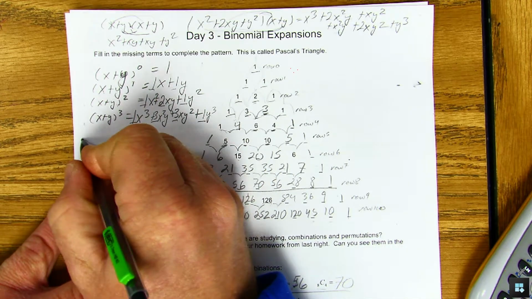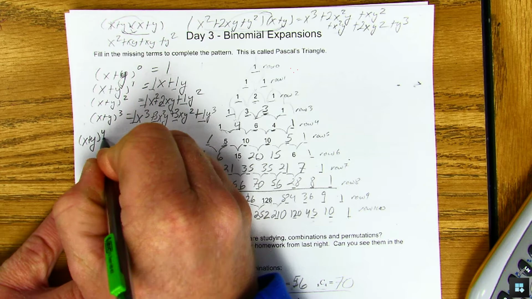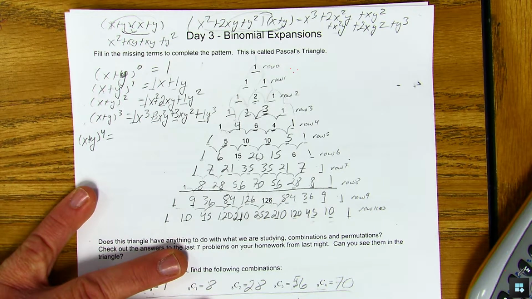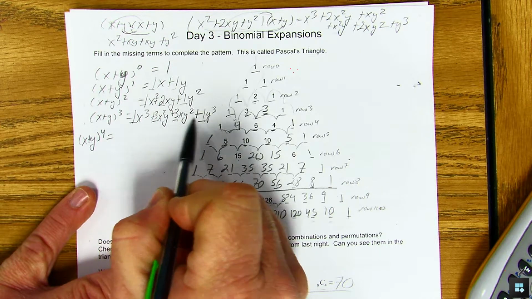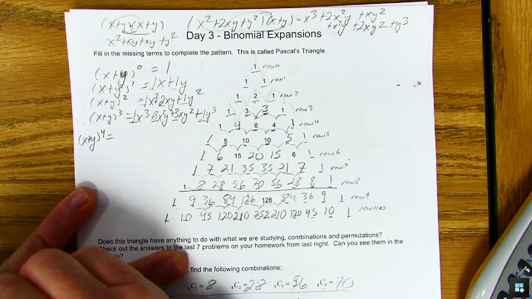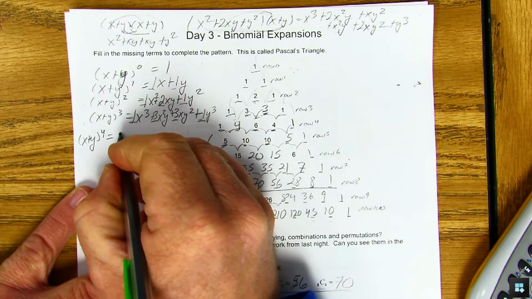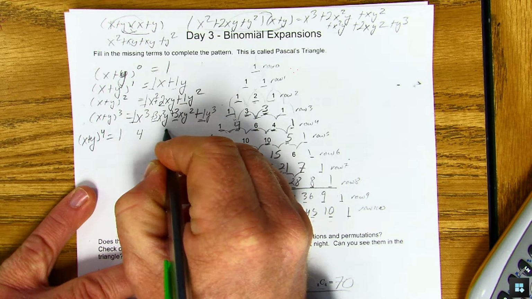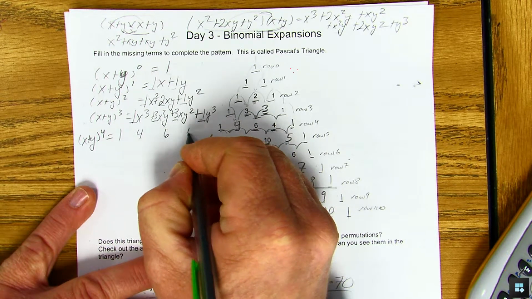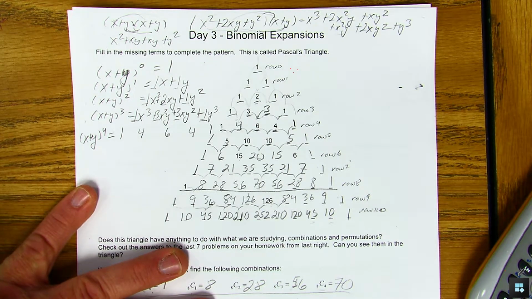So if I wanted you to do x plus y to the 4th, would you know what numbers go right here? Hopefully you do. They're right here. 1, 4, 6, 4, 1. Now the only thing I've got to figure out is how do the variables go?